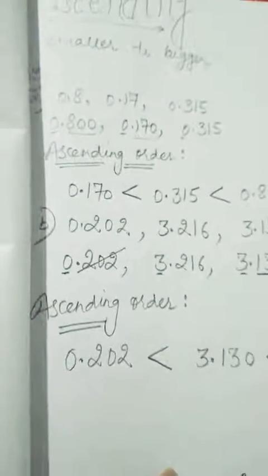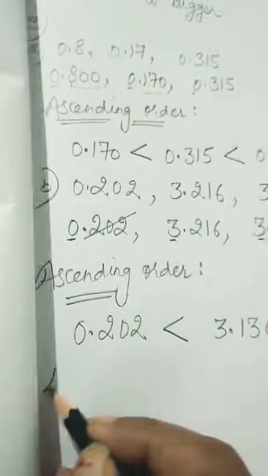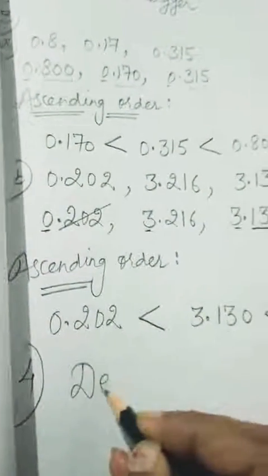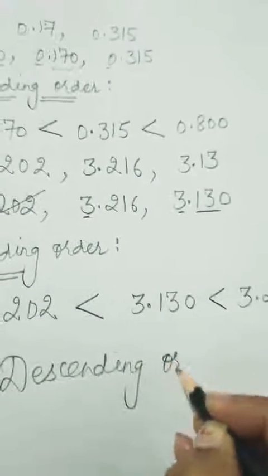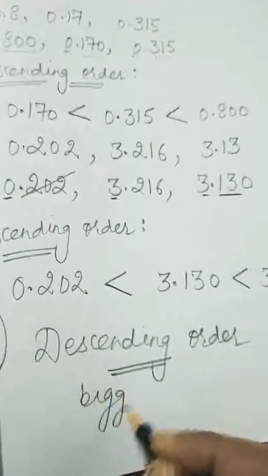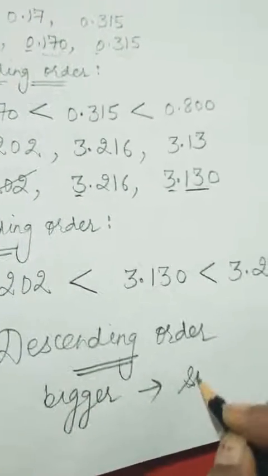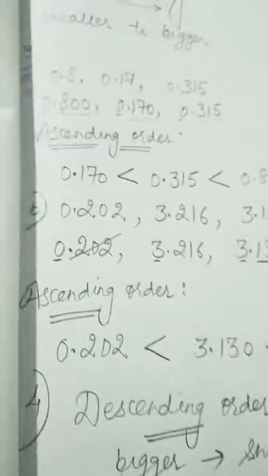Yes beta. Now we will move to sum number 4. In sum number 4, descending order is there. Descending order means bigger to smaller. Bigger to smaller. Yes. Now see how to do this. In the same way, firstly we will convert into like decimals.